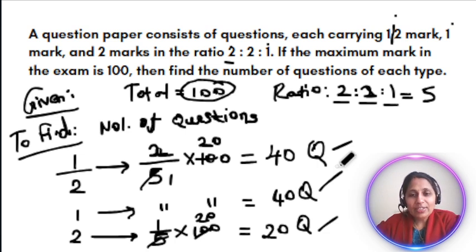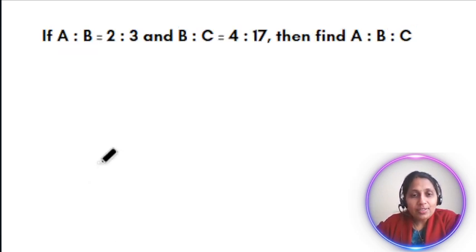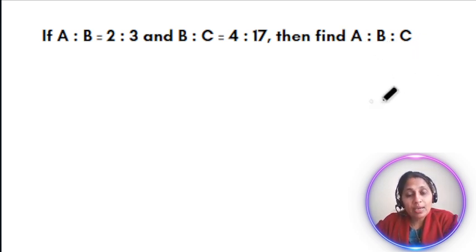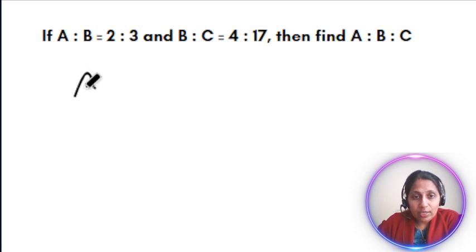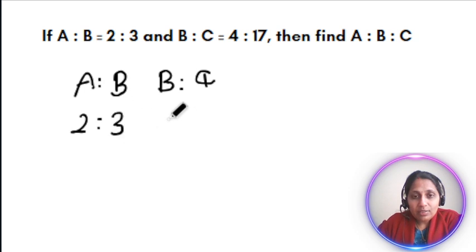So let's go to the next question, which is, if A is to B is in the ratio 2 is to 3, and B is to C equals 4 is to 17, then find A is to B is to C. So you have to bring everything to one ratio. So A is to B and B is to C are given: 2 is to 3 and this is 4 is to 17.